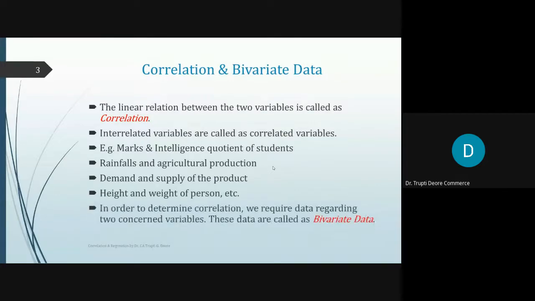And what is bivariate data? In order to determine correlation, we require data regarding two concerned variables. These data are called bivariate data. So bivariate data means when we find two variables and data is collected on the basis of these two variables or two qualities, this data is called bivariate data.